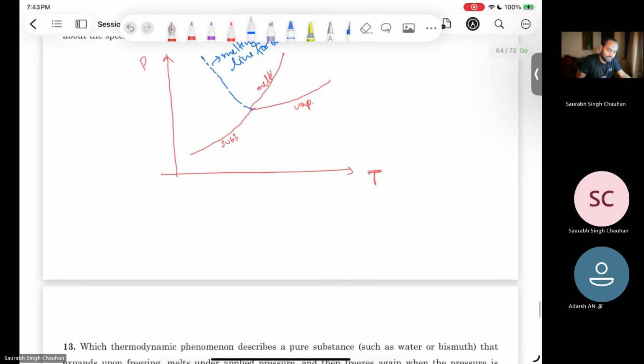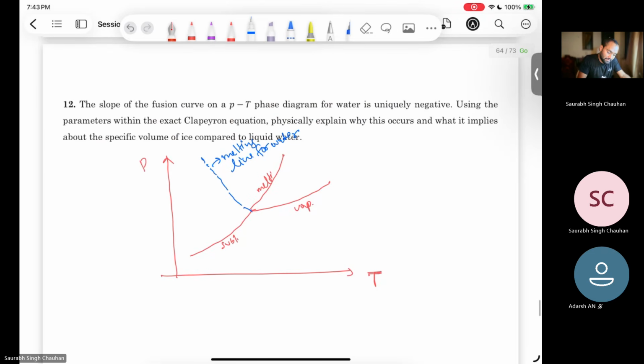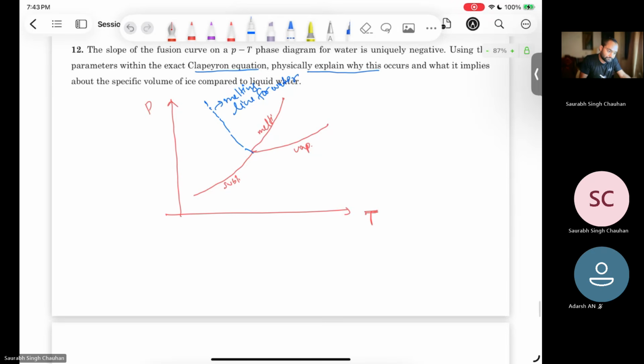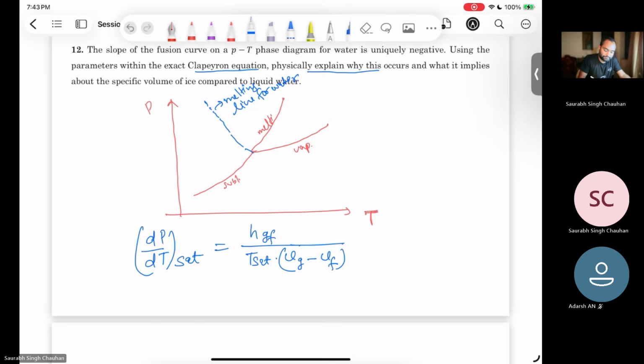Why so? It is asking us to use the Clapeyron equation to physically explain why this occurs. So what is the Clapeyron equation? dp by dt, this slope, why it is negative, this we have to tell. So what is dp by dt from the Clapeyron equation? It is latent heat hfg divided by T saturation times (Vg minus Vf). Now is this latent heat positive or negative for water? It is positive, right?